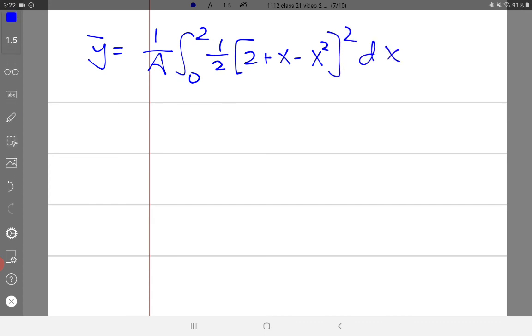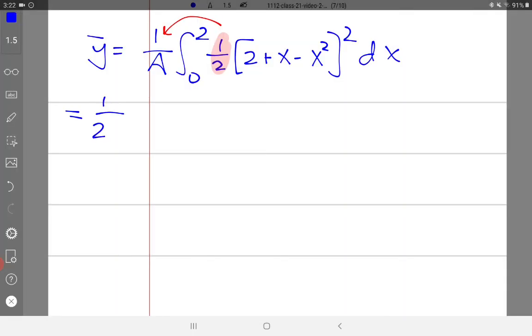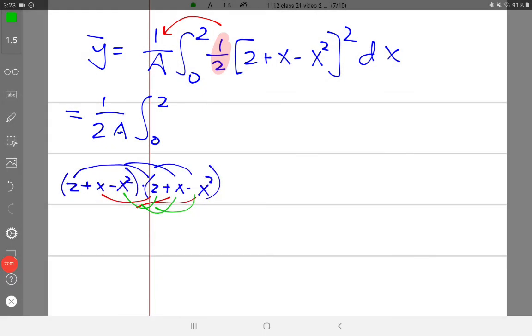So let's do something here. I can take that 1/2 and pull that out in front. So I'm really going to see 1 over 2a out in front. I'm going to see an integral from 0 to 2, and then I have to do a little bit of algebra writing here to do that thing squared. And here's how I like to think of that. I have 2 plus x minus x squared. All of that squared means all of that times itself.